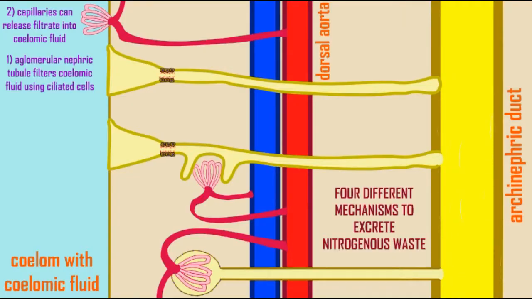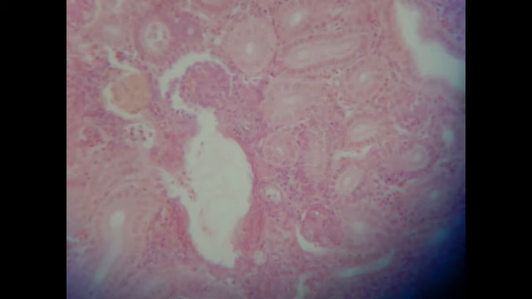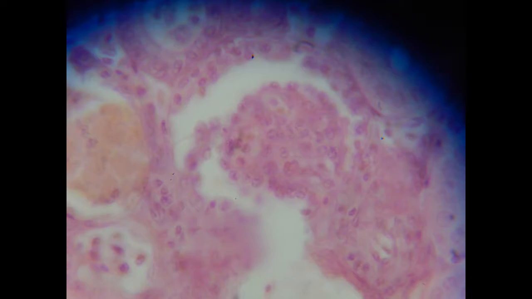In primitive nephrons, the coelomic fluid could be drained through a funnel-like narrowing of the nephric tubule that could also be accompanied by a glomerulus. And so some nephrons were filtering nitrogenous waste from both coelomic fluid and the blood. And one can observe this structure in these images from the fish kidney.